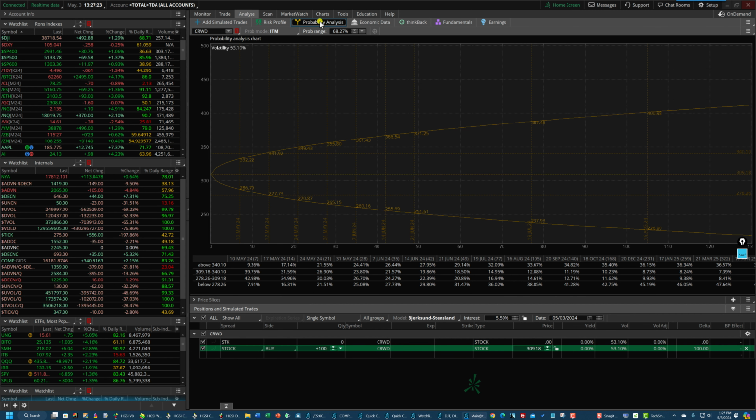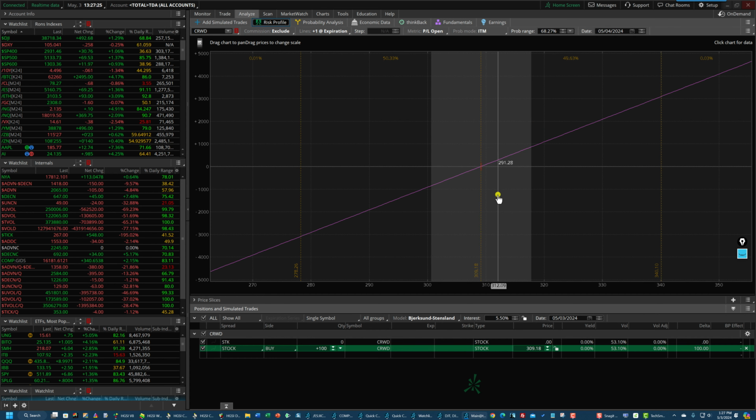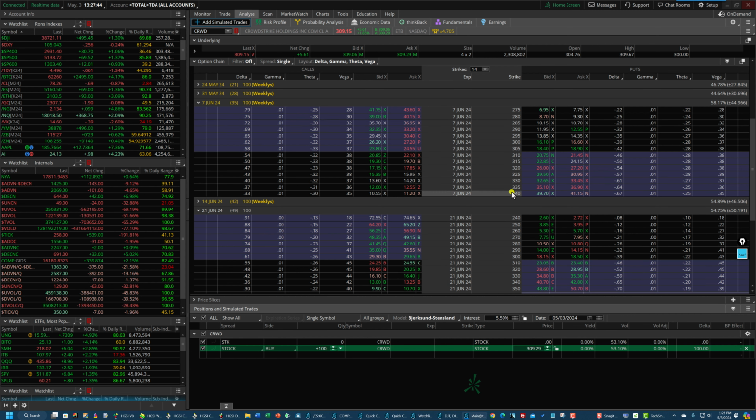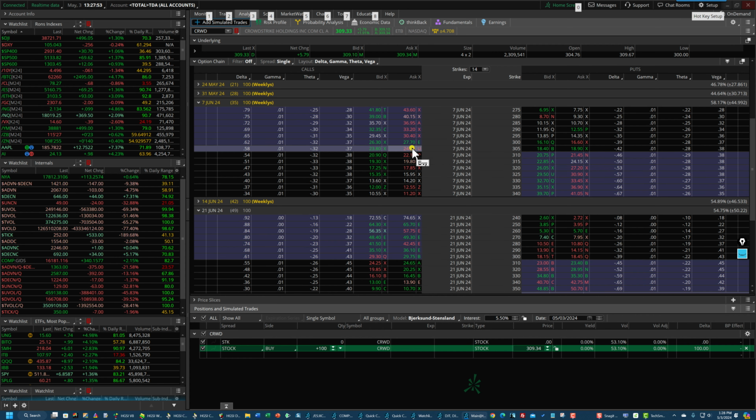And if you look at the probability, the risk profile, here it is right here. If it goes down $10, you're out $865 approximately. Or if it goes up, you'll make the same amount. But that's too much risk for me. I'm just not interested in doing it. So let's take a look at the money. And what I'm going to do is look at the 305.